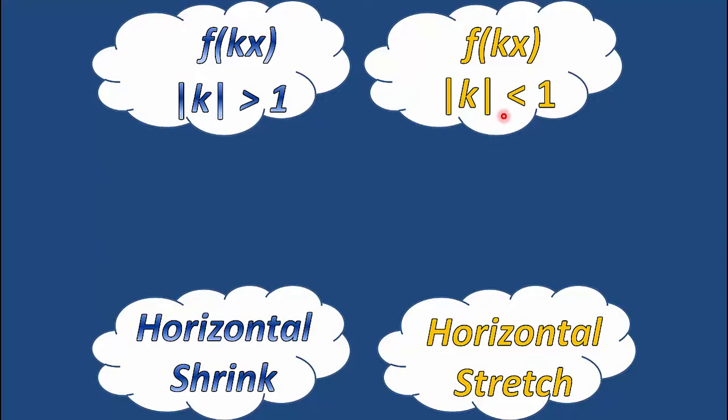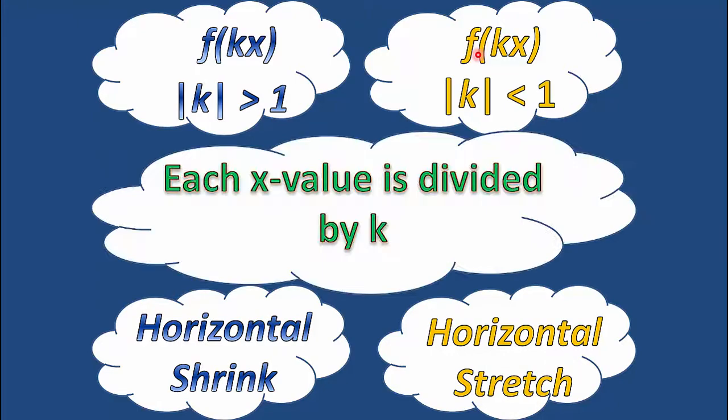So if we had f of x, it's going to take longer if the absolute value of k is less than 1. Like f of x, things are going to happen at one rate, but f of 1/2 x, it's going to take twice as long. Okay. So there's your non-rigid horizontal. Each x value is divided by k. That's how you can compute the corresponding ordered pairs.